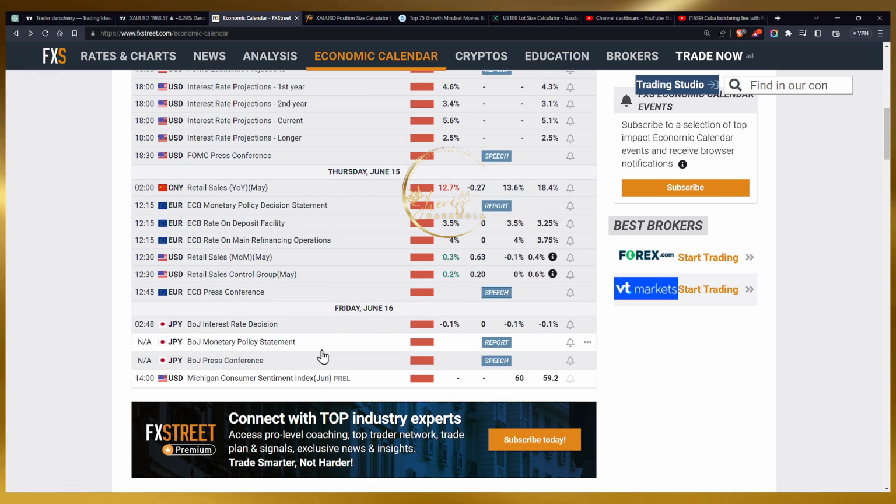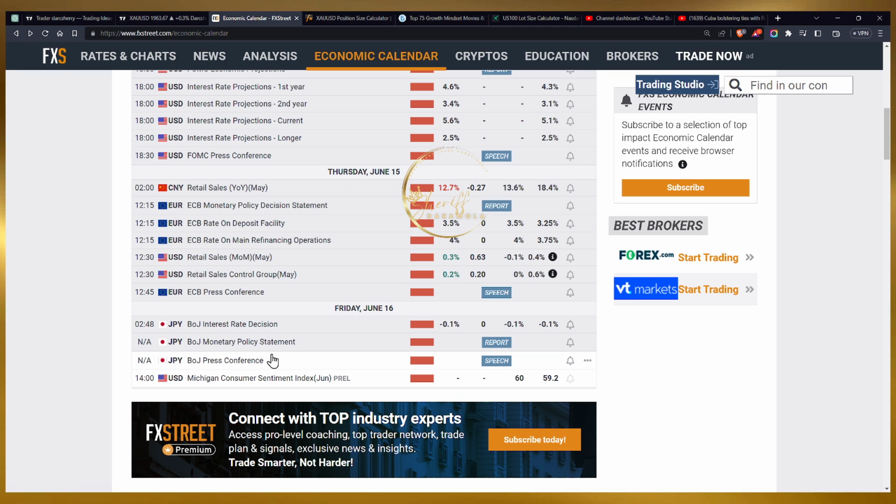Then for today, Friday, June 16th, we have 4 high impact macroeconomic events. We have one from the Japanese economy, which has already happened, and that is the interest rate decision. And they retained the interest rate decision by minus 0.1%. So there was no change at all on that one. So we are going to be looking at how the market reacted to this data and what we expect to see as we prepare for the New York session.